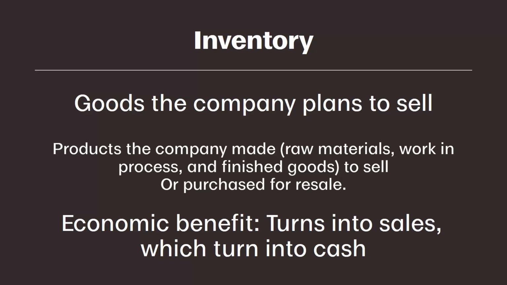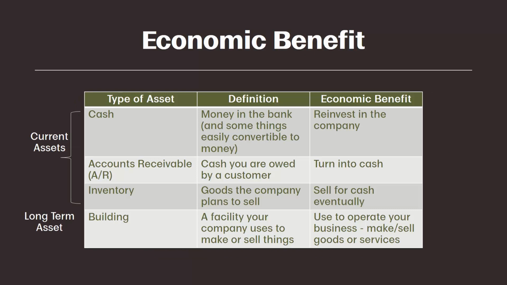Inventory provides us with an economic benefit because eventually we're going to sell that inventory. So that inventory turns into sales, which may temporarily be accounts receivable, or we may immediately receive that in cash. So eventually that sale is going to turn into cash, which again we can reinvest in our company. So all of that is an economic benefit. But right now, that inventory is an asset that we're holding in anticipation for that future economic benefit that it will provide.